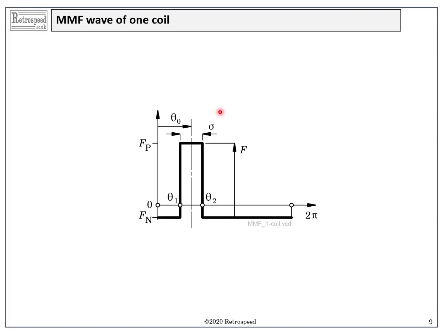Next, the way we analyze the winding harmonics is to take one coil at a time and postulate its MMF wave around the air gap. This is a stepped wave where the steps are equal to the ampere conductors in one coil side. Since there are 2 coil sides with equal numbers of ampere conductors of opposite sign, the MMF goes up and then it comes down. The width of this rectangular section is equal to the coil span. We can see that the wave is not symmetrical, and it will contain even as well as odd harmonics.